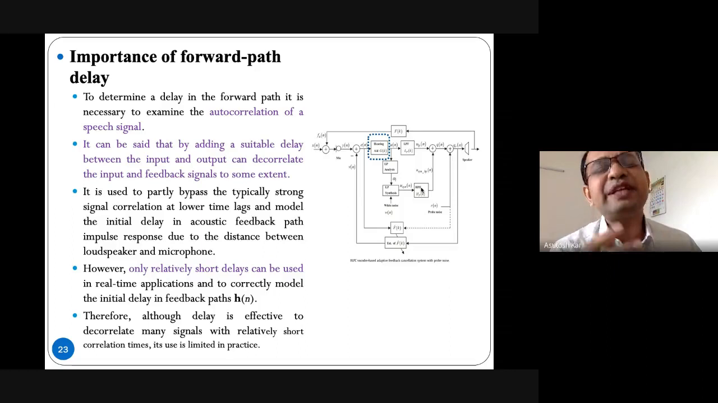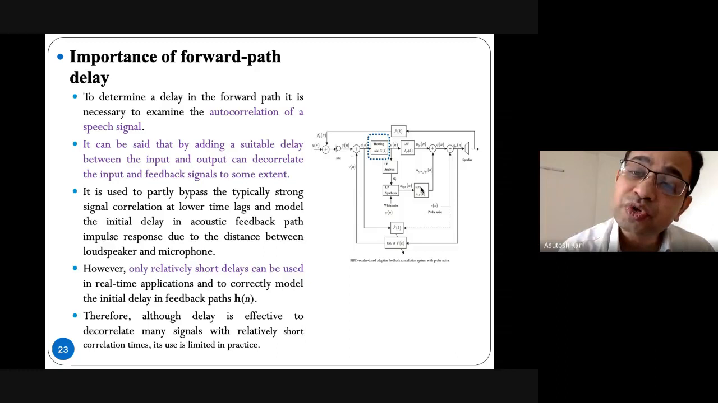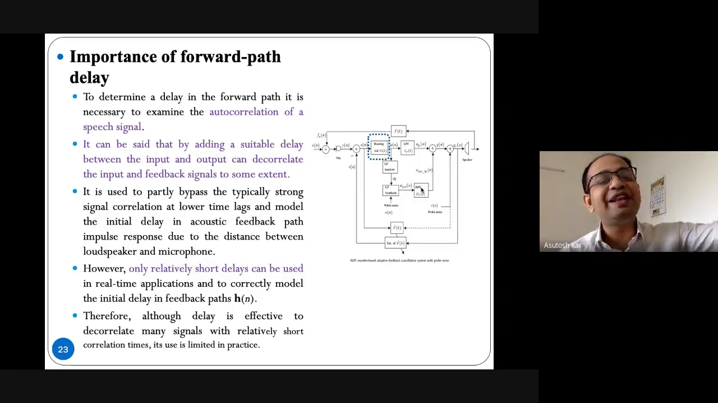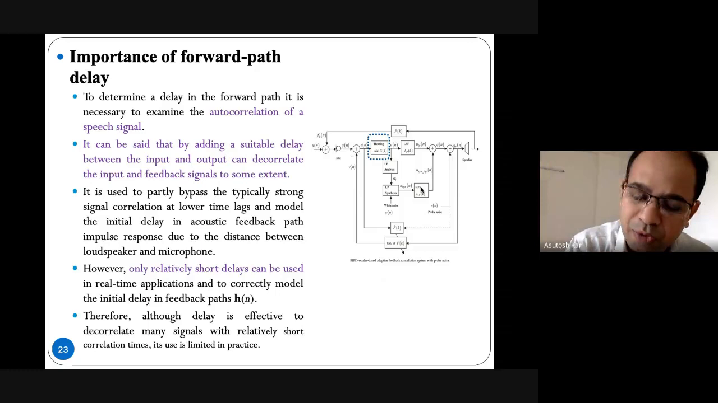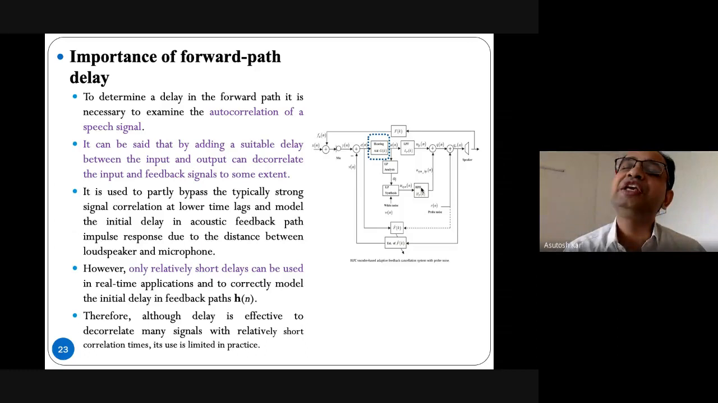When we provide some amount of delay, it actually helps in decorrelation. So many researchers went on providing more and more delay. Research says that when we provide delay up to a particular point, 1 millisecond, 1.5 milliseconds, then decorrelation is all right. When we go beyond a particular limit, 3 milliseconds, 4 milliseconds, 5 milliseconds, that delay only creates delay in hearing for the hearing impaired person. You are making the situation worse for him.